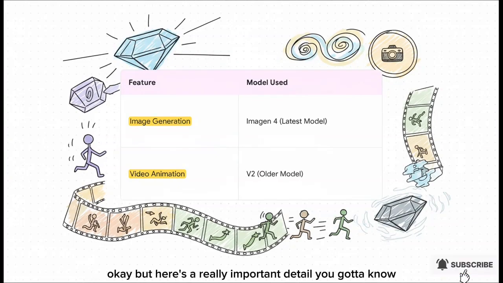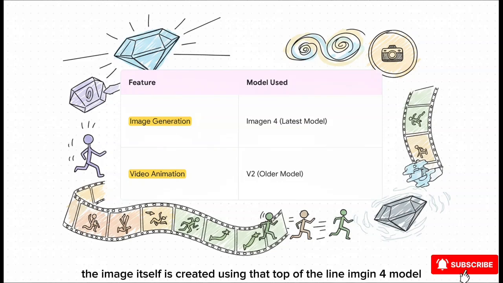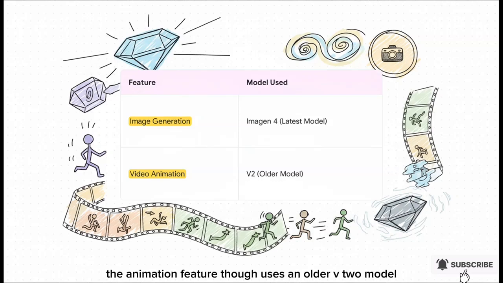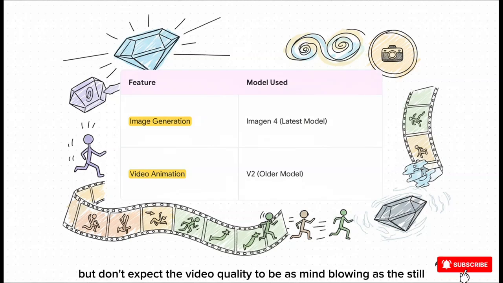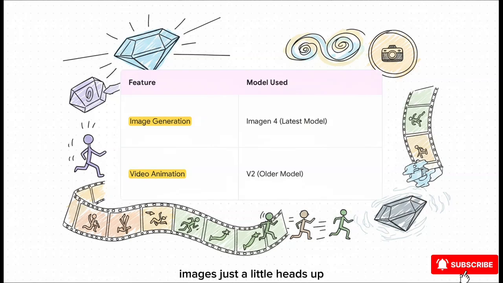Okay, but here's a really important detail you gotta know. The image itself is created using that top-of-the-line Imagen 4 model, which is why it looks so good. The animation feature, though, uses an older V2 model. So yeah, it's a super fun feature, but don't expect the video quality to be as mind-blowing as the still images. Just a little heads up.